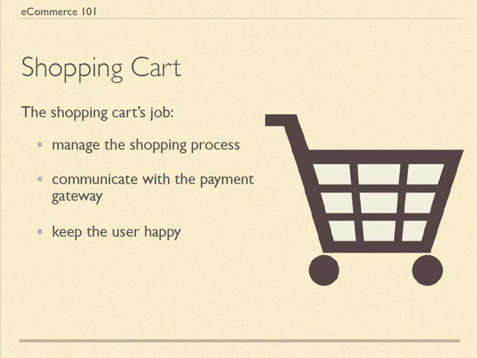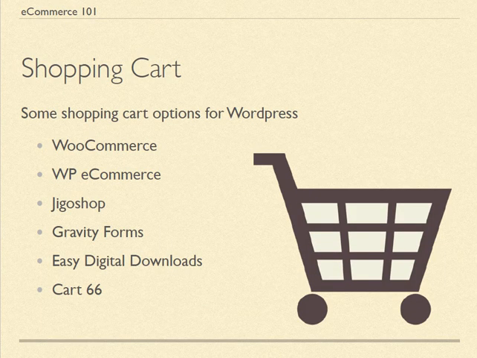When we think about WordPress, our shopping cart options are WooCommerce, WP eCommerce, GigoShop, Gravity Forms, Easy Digital Downloads, and Cart66, just to name a few. All of these have pros and cons, and I definitely encourage you to look at other options. We're going to be working with WooCommerce, which is a great solution for e-commerce, but there are other ones out there, and depending on what you're trying to do, there may be a better option.